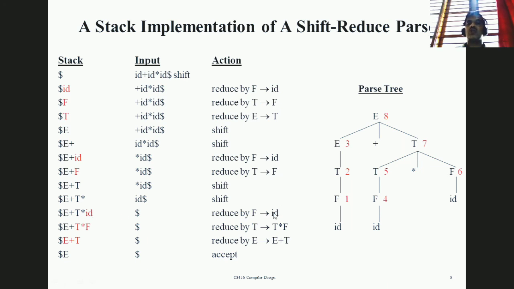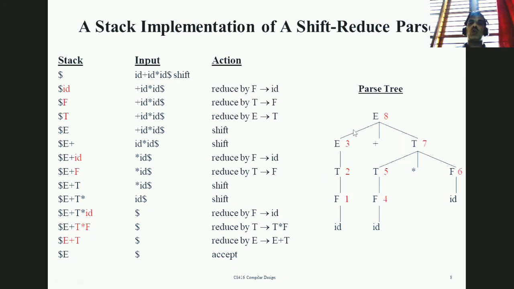Once again, ID matches the right hand side of the production F derives ID, so ID will be replaced by F. You know that T star F matches the right hand side of the production, so T star F will be replaced by T. Then it becomes E plus T. E plus T matches E, so it will be replaced by E. Finally, you get E, that is the starting symbol.